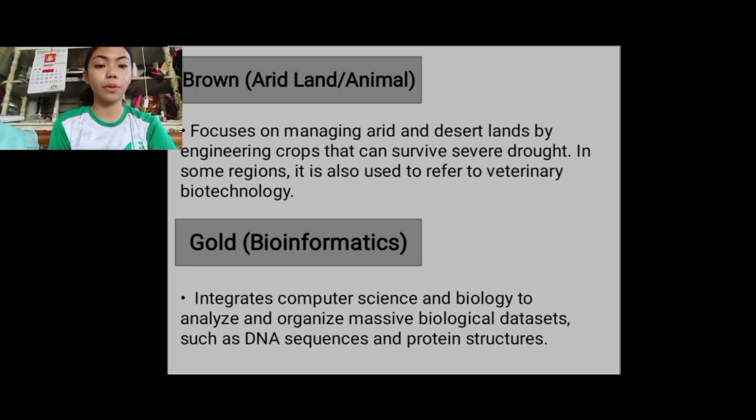Next, we have the brown, which represents arid land or animals. It focuses on managing arid and desert lands by engineering crops that can survive severe drought. In some regions, it is also used to refer to veterinary biotechnology. Now, they use biotechnology in order for some of the plants or animals to thrive in severe drought or in severe dryness of land.